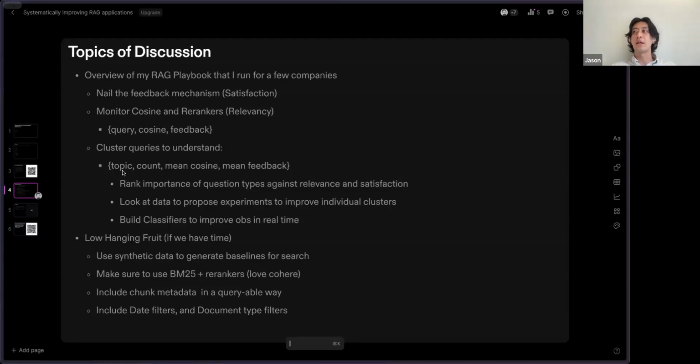So imagine I'm doing a marketing RAG app. A topic cluster could be questions regarding pricing versus questions regarding different kinds of case studies, right? If those kinds of questions have low relevancy and low feedback, usually the solution is to improve the inventory that you have, right? It might be the case that our customers are coming in and asking about pricing, and we're not doing well because we don't have enough pricing documents. That would be a topic cluster.